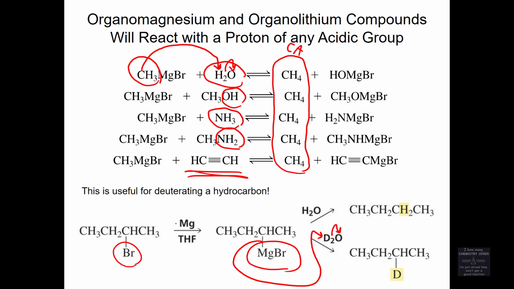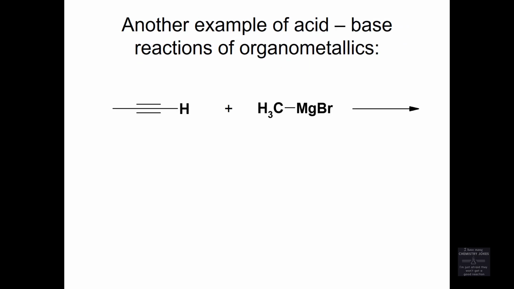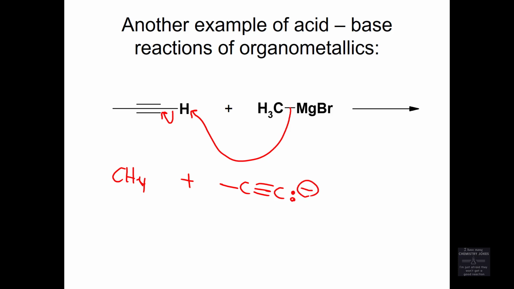So it can be useful if you're wanting a deuterium instead of a hydrogen. But other than that, all these acid-base Grignard reactions are not crazy useful. But one place where it is pretty useful is when you add a terminal alkyne like this. You can think of that as making CH4 and C minus.